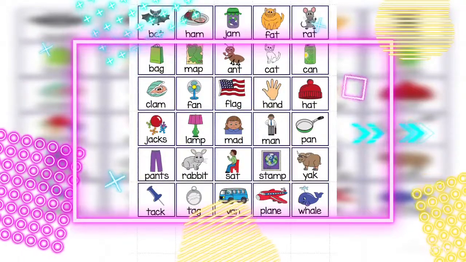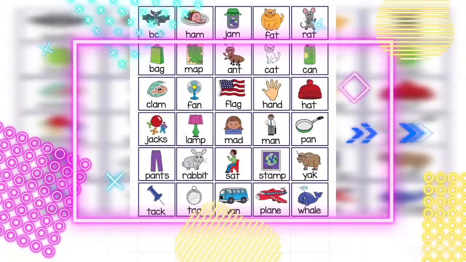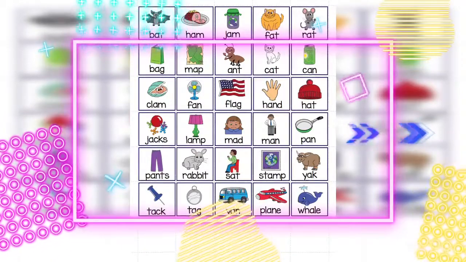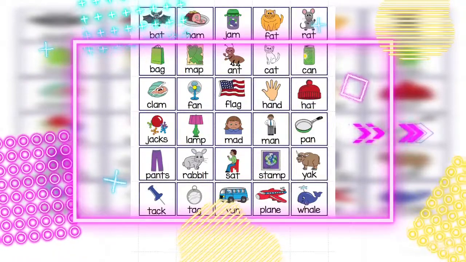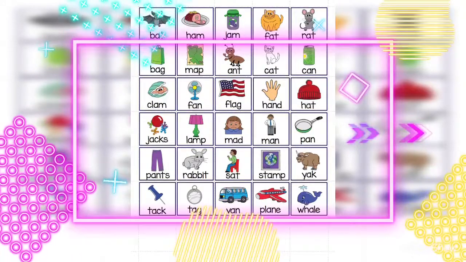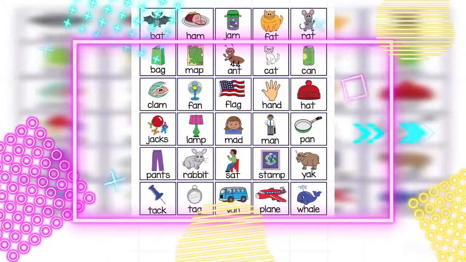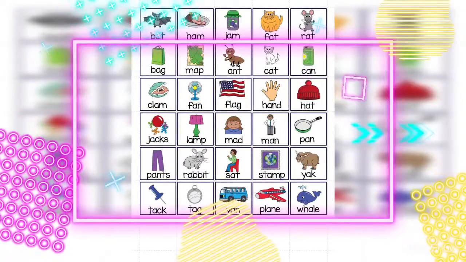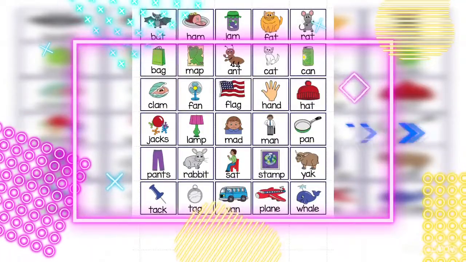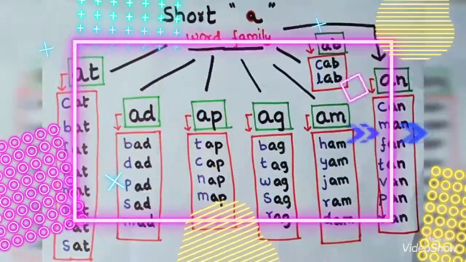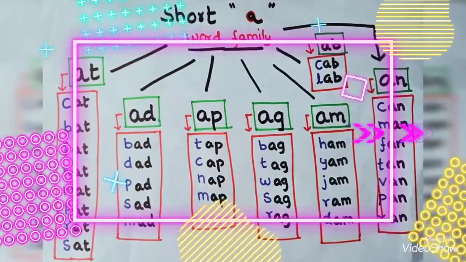Ham, map, and cat, can. Ham, fan, hand, hat, lamb, mad, man, pen, rabbit, set. This is a family word for short vowel A.